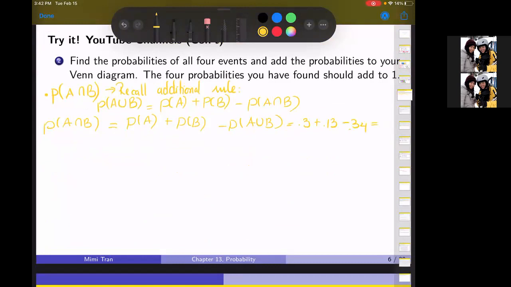What did you get? 0.3 plus 0.13 minus 0.34. I got 0.09. So far, so good. Pretty simple.